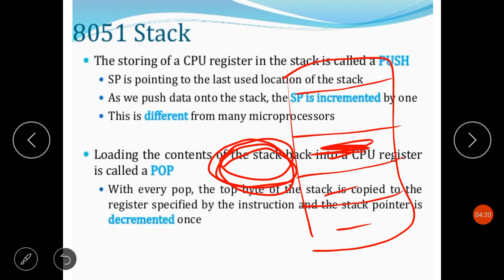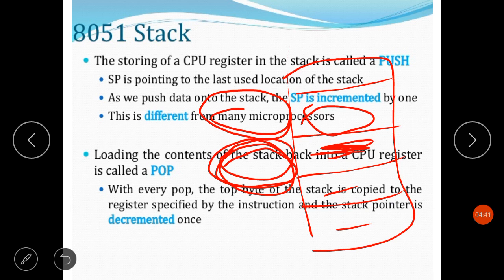First, the content of the stack pointer will get incremented by 1. It will point here, and the data will get stored on the stack. So this is how the push instructions work, and this is how the stack pointer operates.